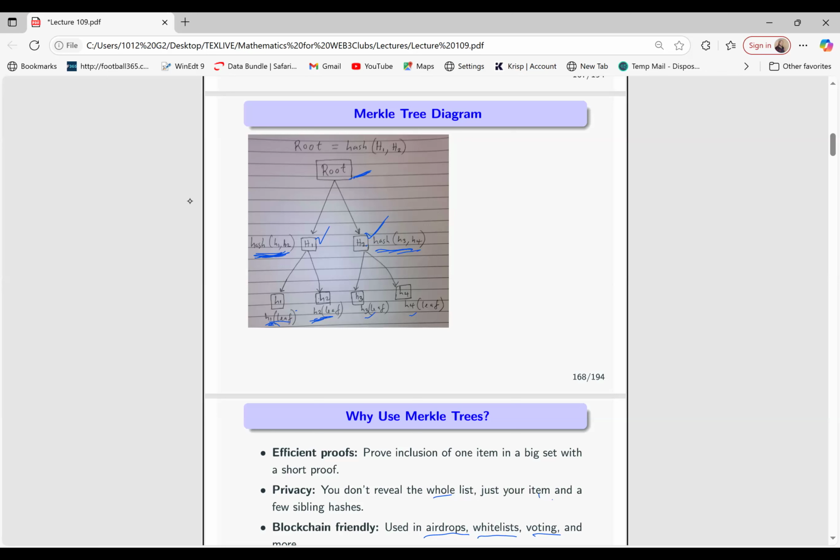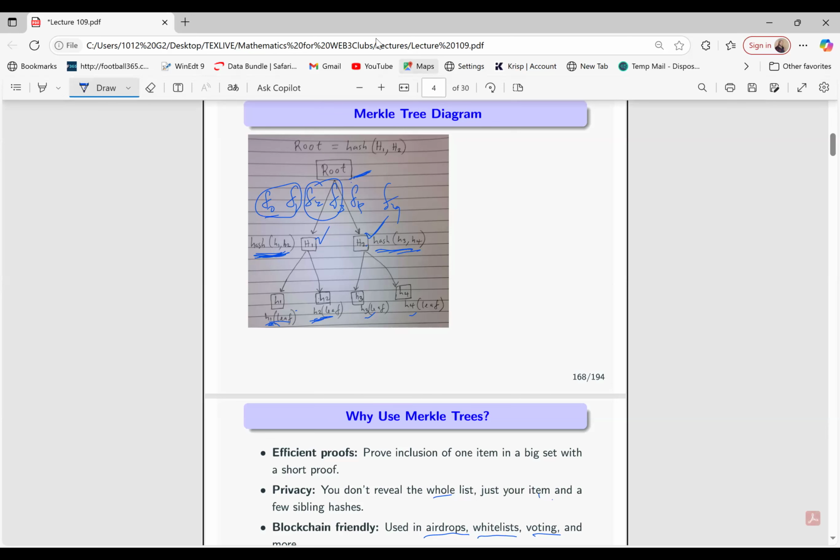So in our case, we have 8 leaves, labeled leaf 0, leaf 1, leaf 2, leaf 3, leaf 4, all the way up to leaf 7. So you're pairing them. Pair this, and then you hash. Pair this and hash, and so on as you proceed. That is what I was just discussing in the proof.